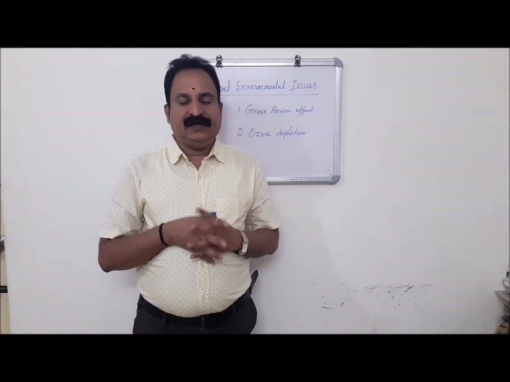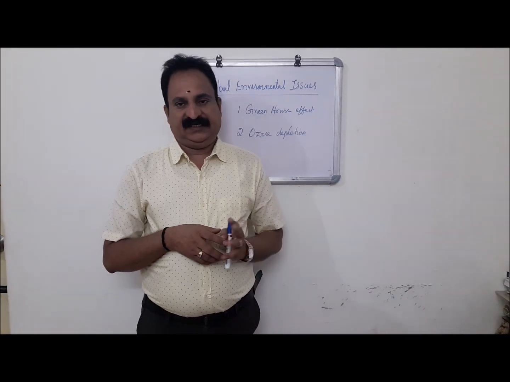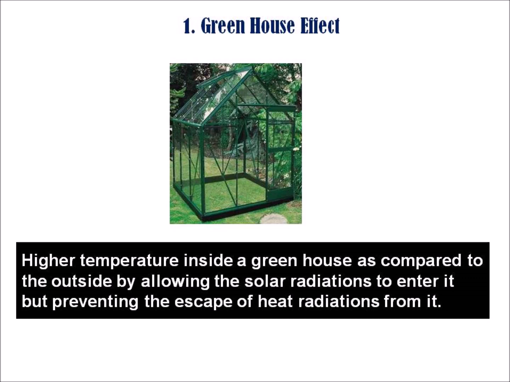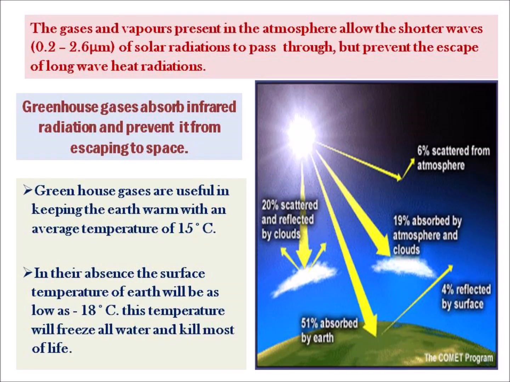Have a look at the details about greenhouse effect. In a greenhouse, the temperature inside is higher as compared to the outside by allowing the solar radiation to enter it, but preventing the escape of heat radiations from it. The gases and vapors present in the atmosphere allow the shorter waves, about 0.2 to 2.6 μm of solar radiation, to pass through, but prevent the escape of long wave heat radiation. Moreover, greenhouse gases absorb infrared radiation and prevent it from escaping to space.